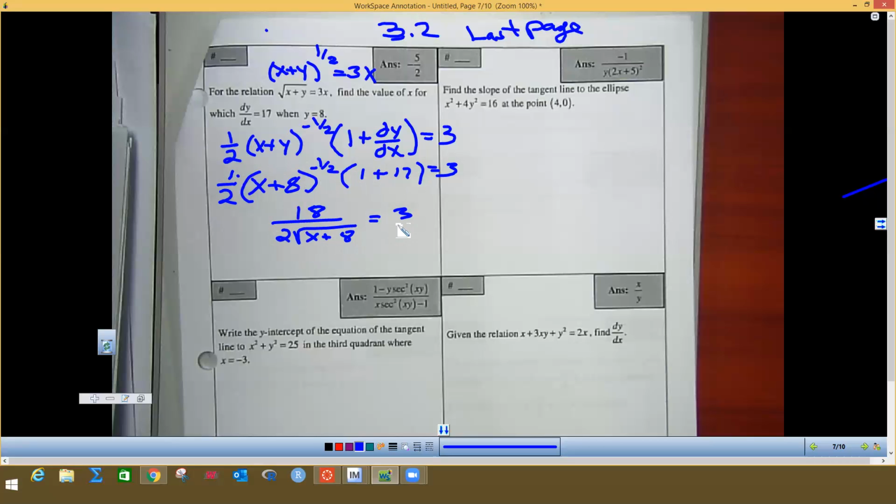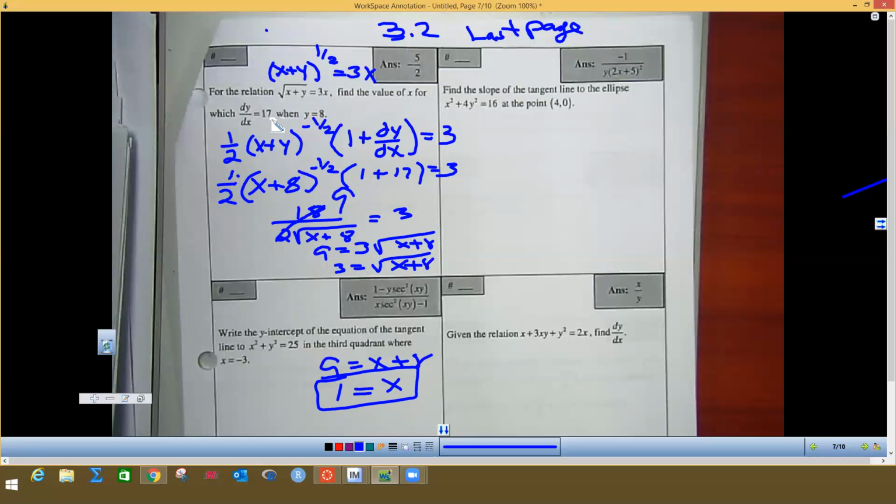Let's go ahead and reduce this 2 and 18 to a 9. So I'm going to multiply this over to the other side. I get 9 equals 3 radical x plus 8. I divide by 3 and get 3 equals radical x plus 8. I square each side and get 9 equals x plus 8. I subtract 8 from each side and get x equals 1. So find the value of x. There you go. The value of x is 1 when y is 8 and the change in y with respect to x is 17.